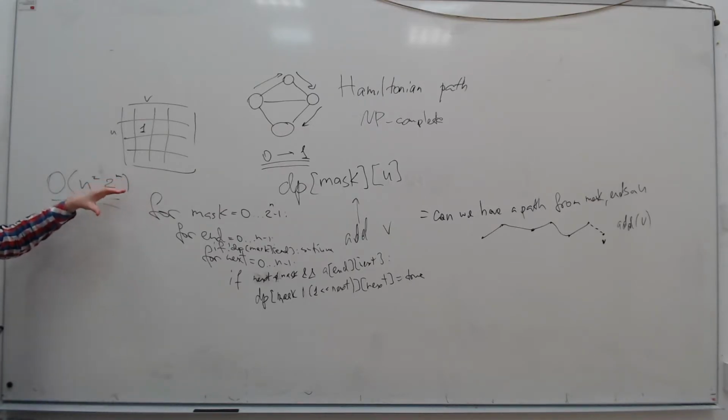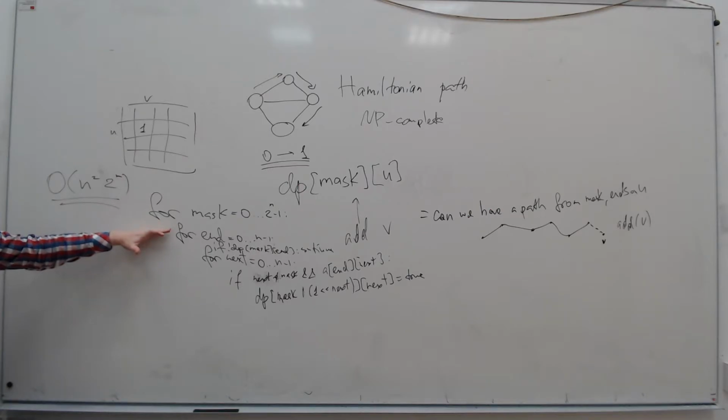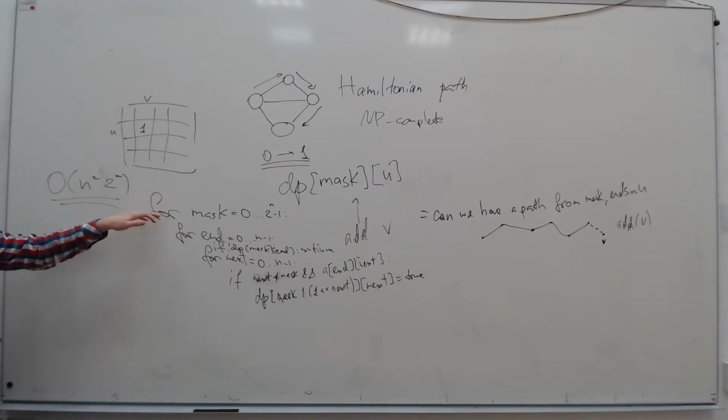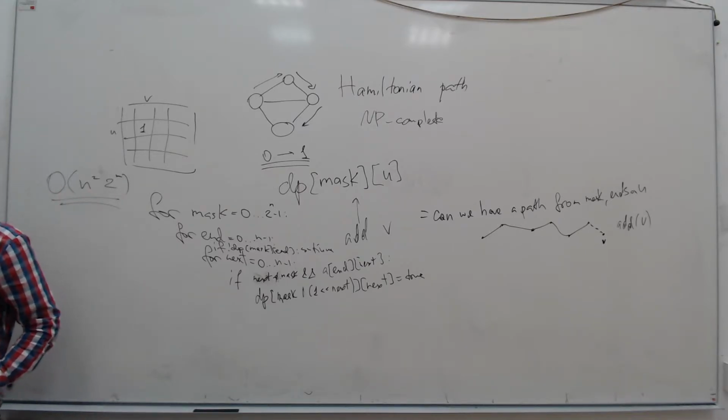The outer loop is 2 to the power of n. This cycle is n, this cycle is n, so you just simply multiply all these values and you get n squared times 2 to the power of n. Okay, good.